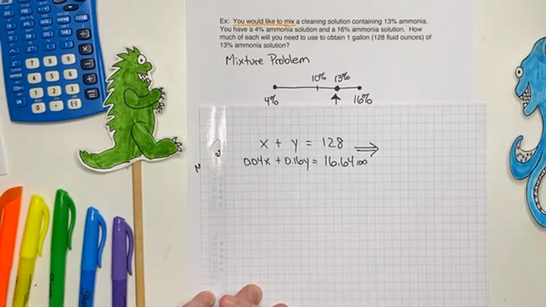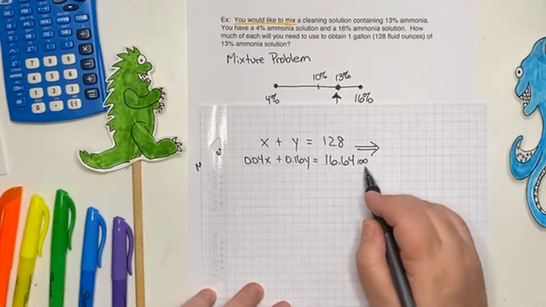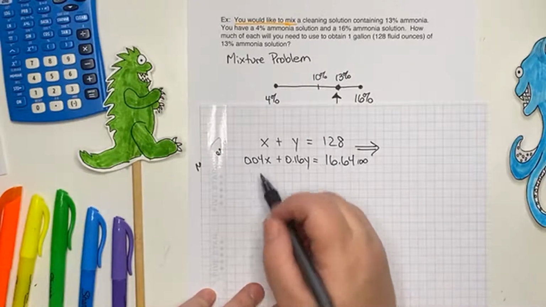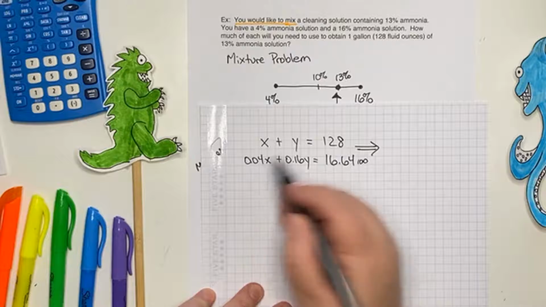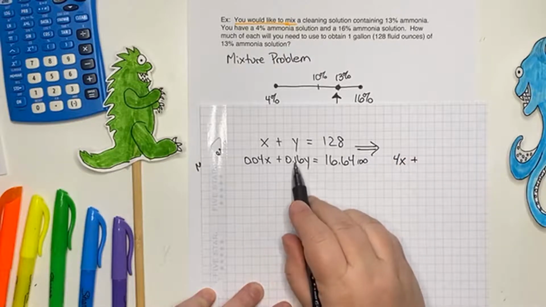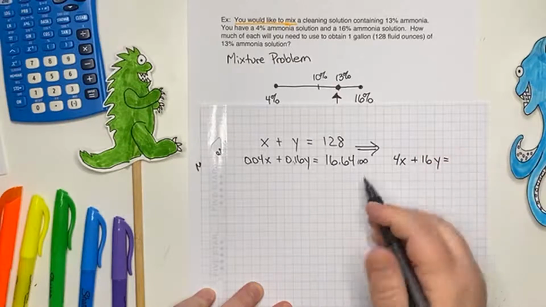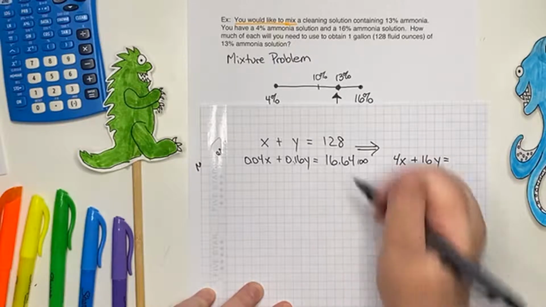You can work with the decimals, but I find the decimals kind of confuse my brain a little bit. So I'm going to clear the decimals by multiplying by 100. So 100 times this, move the decimal point 2 places, and I get 4x plus, move the decimal point 2 places, 16y equals, remember, multiply everybody by 100, right?